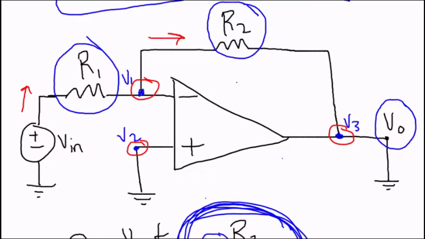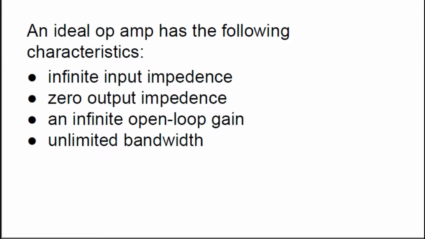Let's go back to these assumptions of an ideal op-amp. I believe this is on slide 2. An ideal op-amp has the following characteristics. Infinite input impedance. This means that the impedance of the currents going into the op-amp is so great that no current actually goes into it. So it's all going to go through, from the voltage supply through the first resistor to that first node at V1, and then through the second resistor to Vout.